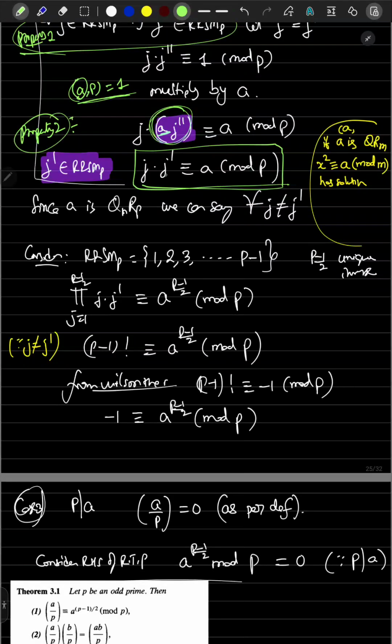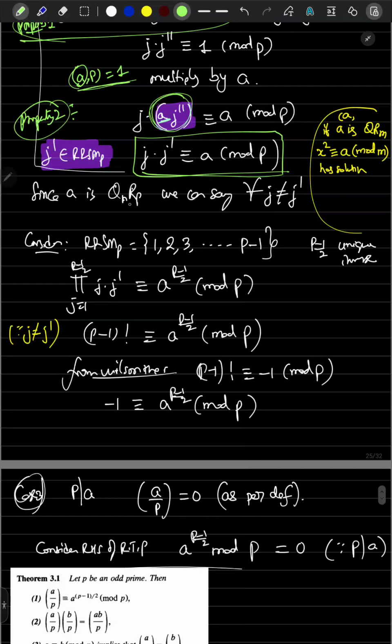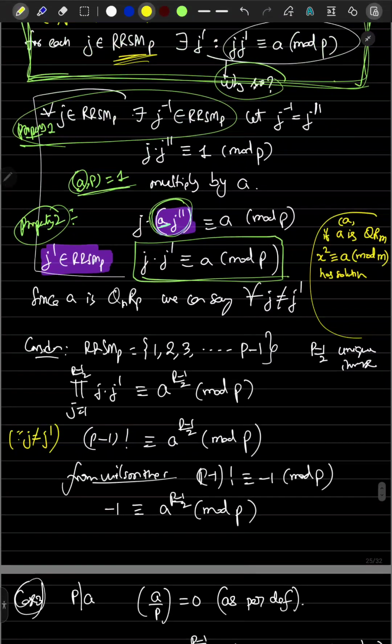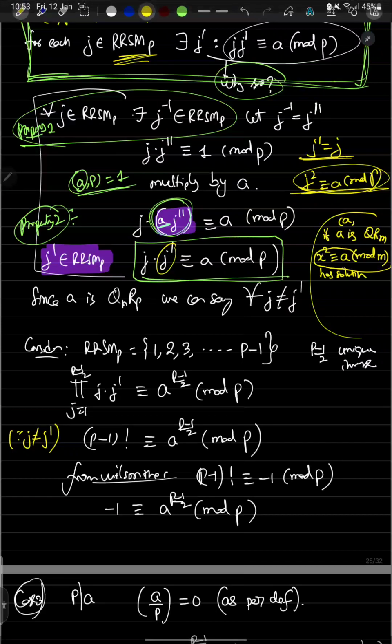So let me continue. Okay, this much you understand, no? So finally what I am saying: since a is a QNR mod P, let's say just for fun j dash equals j. Then what will happen? Tell me. Then j square equals a mod P. Did you see this equation before? It's looking like this only, no? So for this equation x square equals a mod P, we say that x has a solution and the solution is equal to j, but that contradicts our statement. Let me write.